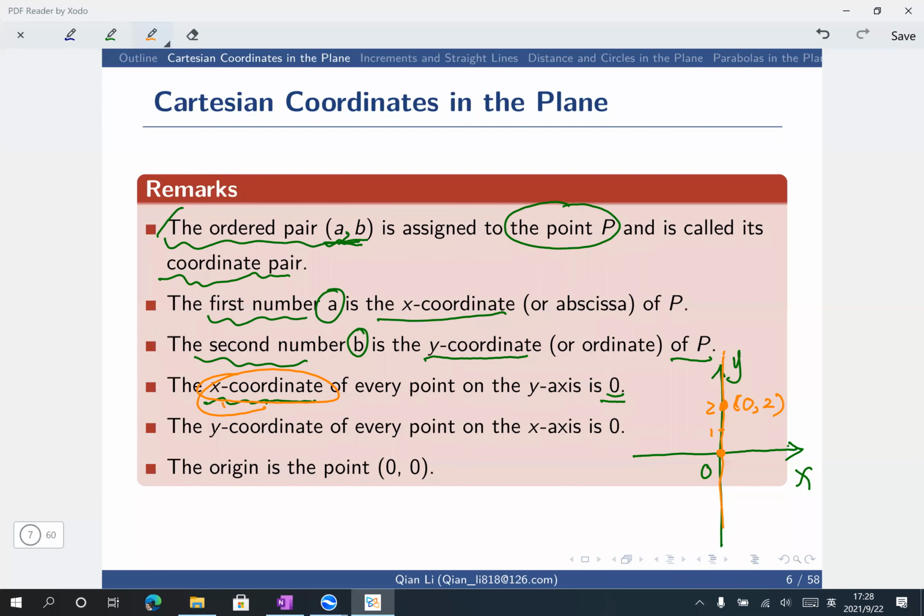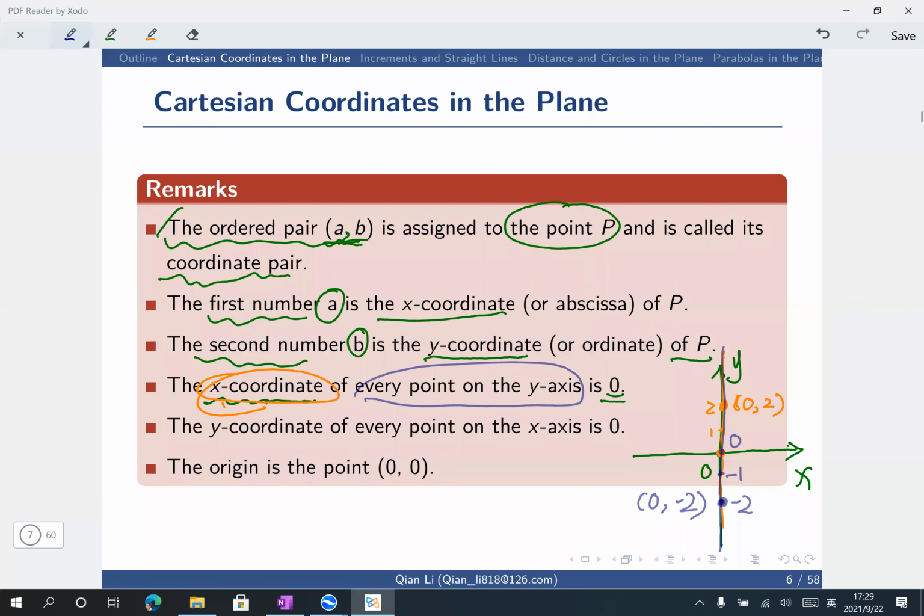If there is a point on the y-axis, and this is -1 and this is -2, and for this point we draw a horizontal line through -2, the intersection with the x-axis will also be 0, right? So this point's coordinates will be (0, -2). So for every point on the y-axis, the x coordinate will be 0.